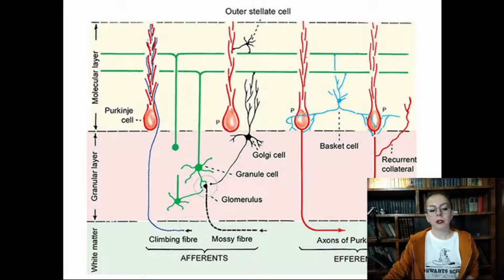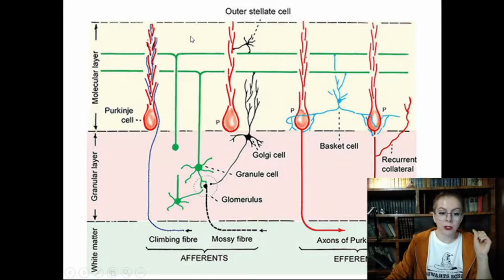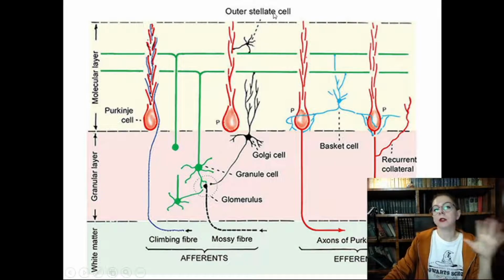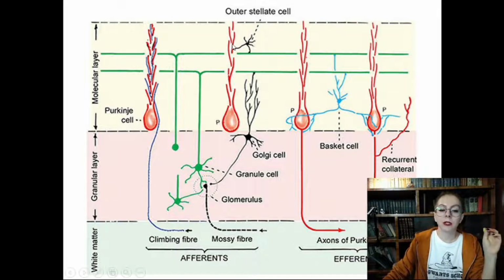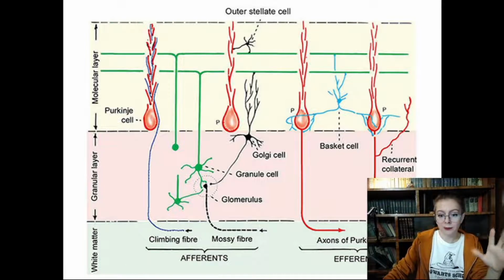Okay, then what about the molecular layer? There are two types of cells, as you remember. These are the stellate cells. Stellate means star-shaped, really like stars in the sky. They are scattered in the molecular layer, and they are interneurons, and they have inhibitory action on Purkinje cells. The last cell type here is the basket cell, which is of blue color, and as well this is an interneuron with its inhibitory action on Purkinje cells.